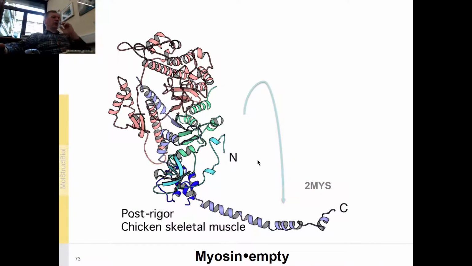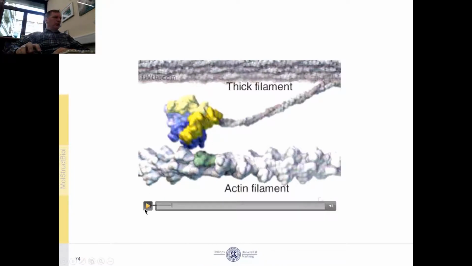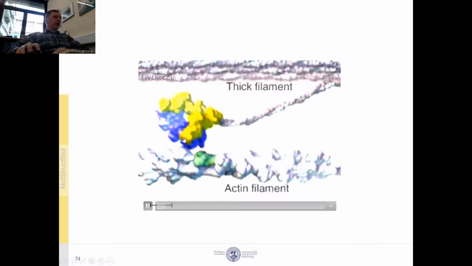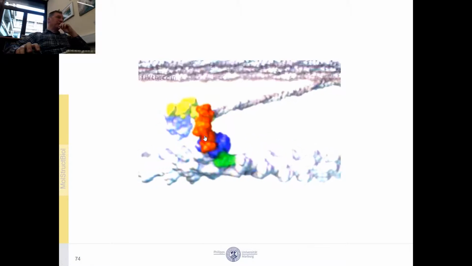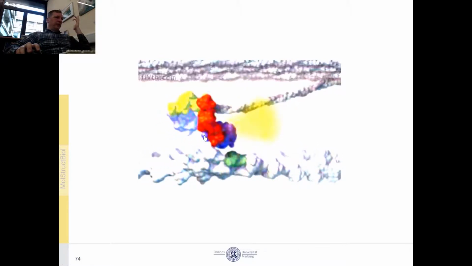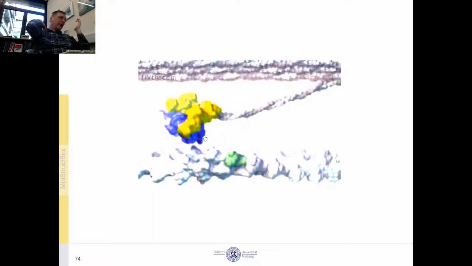Post-trigger chicken skeletal muscle. That's when the myosin is empty and has discharged the ADP, then it's completely open. And that's again our movie that we have here. It's binding. Phosphate gets out. ADP gets out. No, ADP gets in. Now it gets off. By hydrolysis, it gets off. And then the same thing again: the ATP gets in, is hydrolyzed, and it gets off.